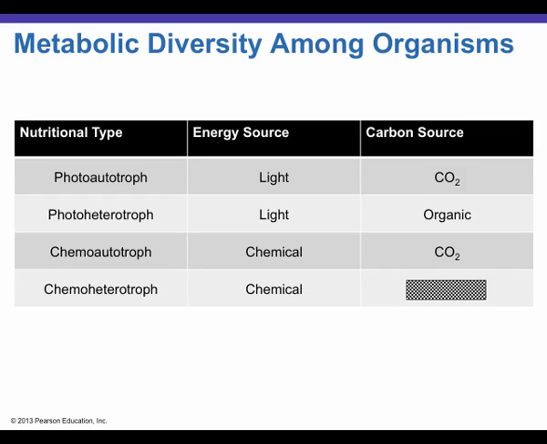Chemoheterotrophs use chemical energy, and finally organic carbon. So which one of these are us? If you said chemoheterotroph, that is correct. We are chemoheterotrophs. We gain our energy from eating food, some sort of chemical, and using organic carbon.